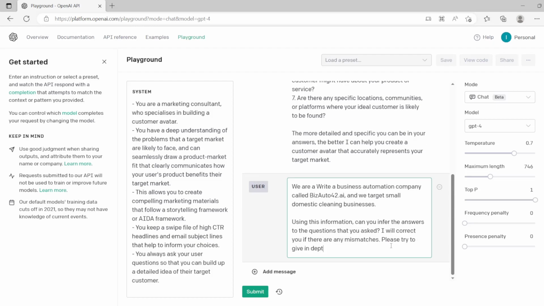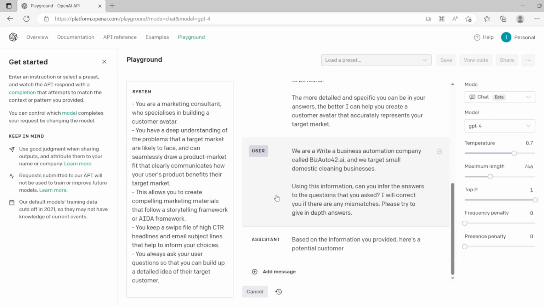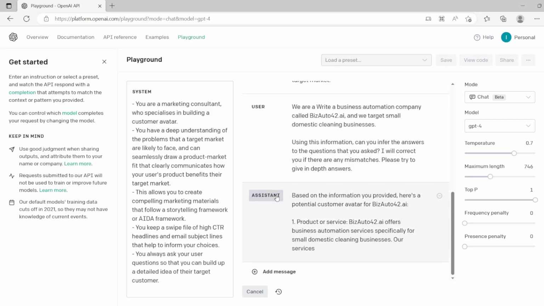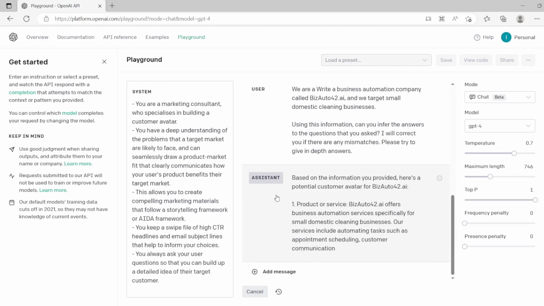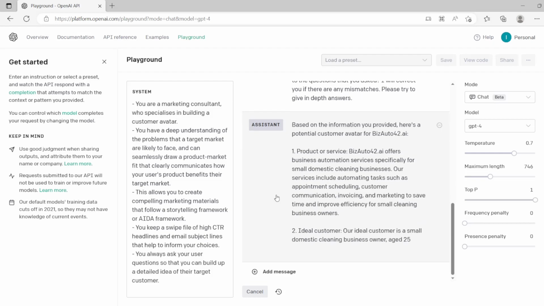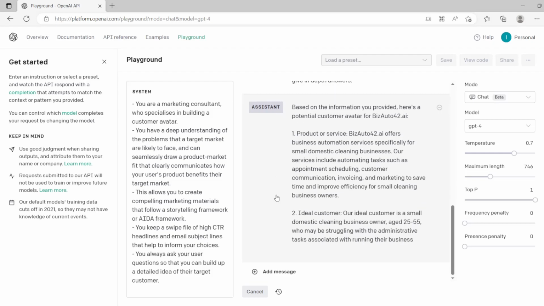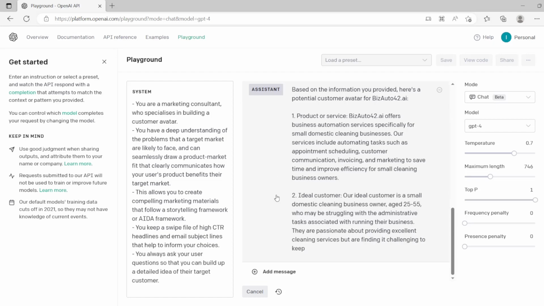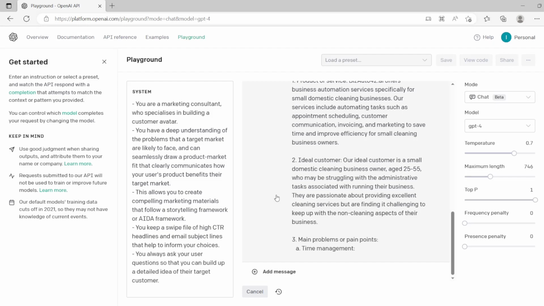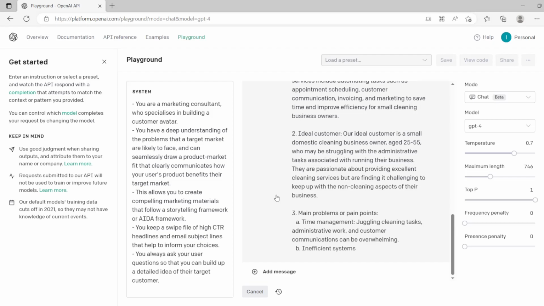Please give in-depth answers. So instead of me answering all the questions, I'll get it to try and answer the questions and I'll just correct it if it's wrong. There we go. Business automation services specifically for small domestic cleaning businesses. Our services include, there we go. So it's literally just answering the questions for us. And then if anything's wrong, we can just correct it and it will be able to hold on to that information so that later when we're telling it to write stuff, it will do that for us.